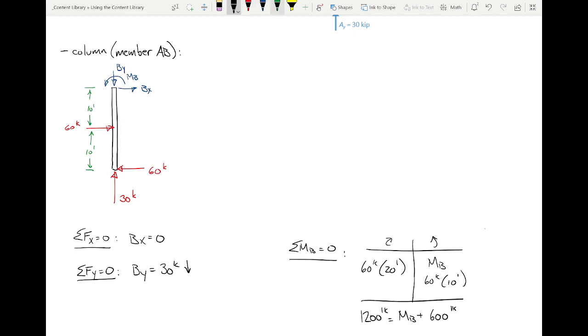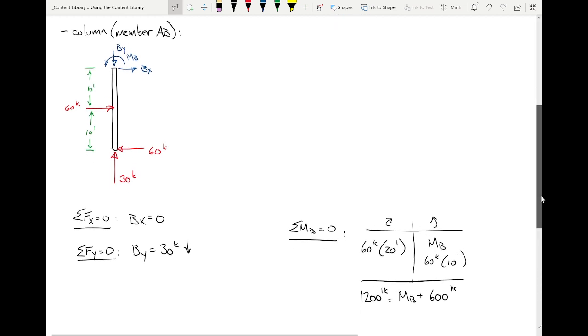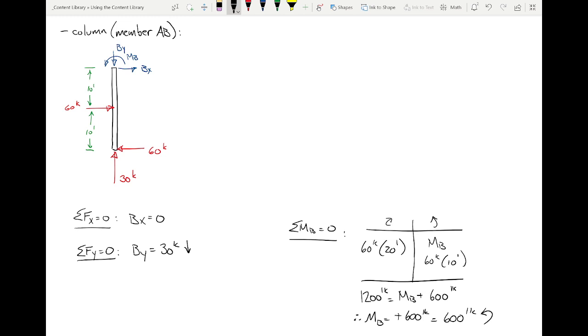I'll scroll a little bit. So therefore, is that fair? Is that okay? Any questions about that? So now that I have these forces, I can actually draw my shear and moment diagrams right now. Okay?